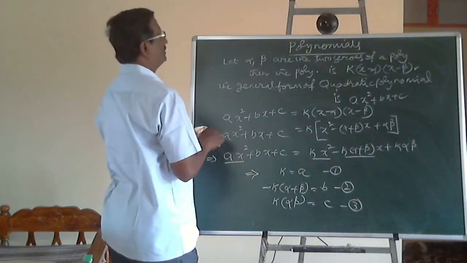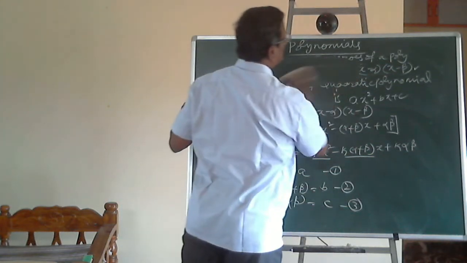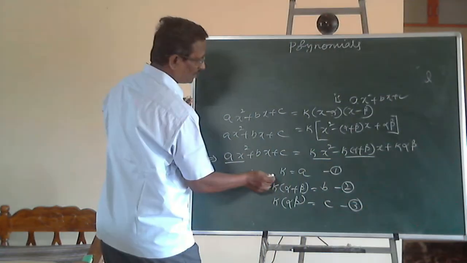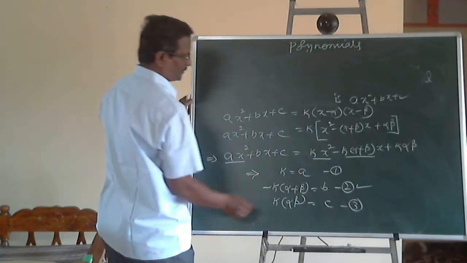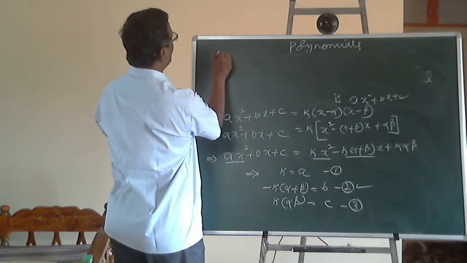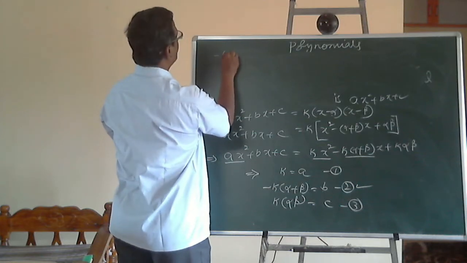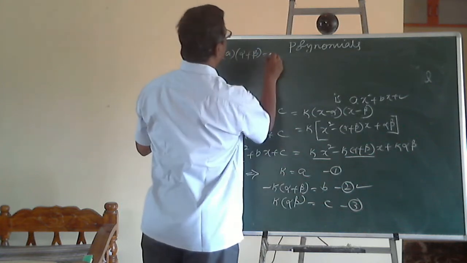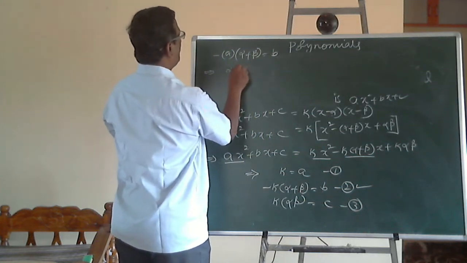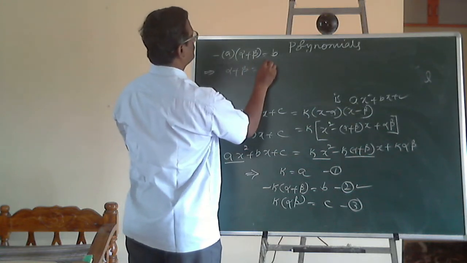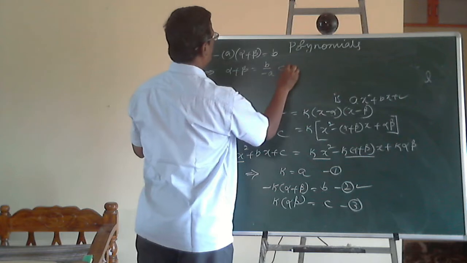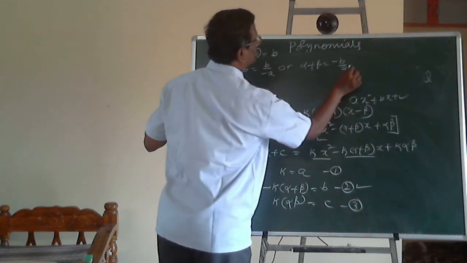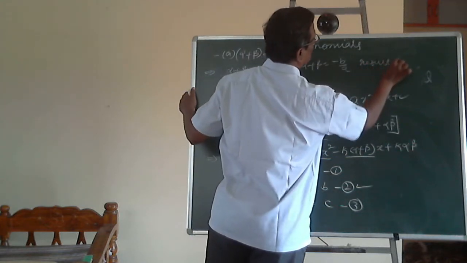Now, in the second equation, on substituting this value of k, minus of k value is a, into alpha plus beta is equal to b. This implies alpha plus beta is equal to b divided by minus a, or alpha plus beta is equal to minus b by a. It is result 1.